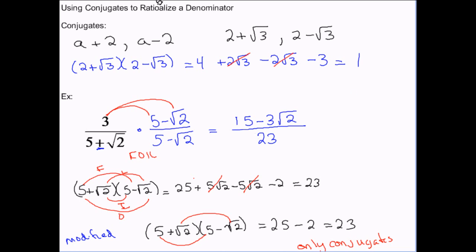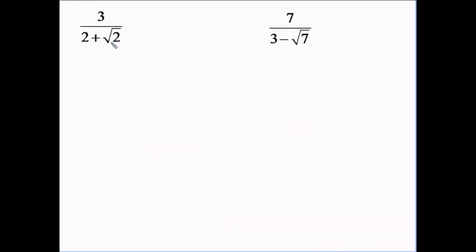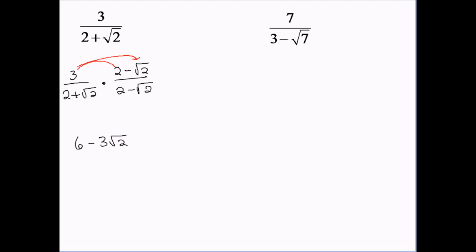To reduce this any further, I need to look at these three numbers, the 15, the 3, and the 23. If they have a factor in common, I can reduce. If they do not, which these do not, I am done. So let's try this one. I'm going to take 3 over 2 plus the square root of 2, and I'm going to multiply it by 2 minus the square root of 2. That's my conjugate. So this was positive, this is negative. I distribute the 3 to give me 6 minus 3 times the square root of 2.